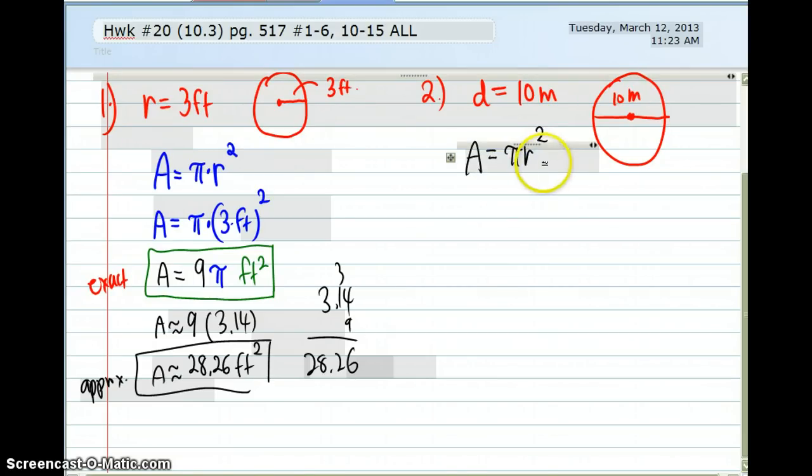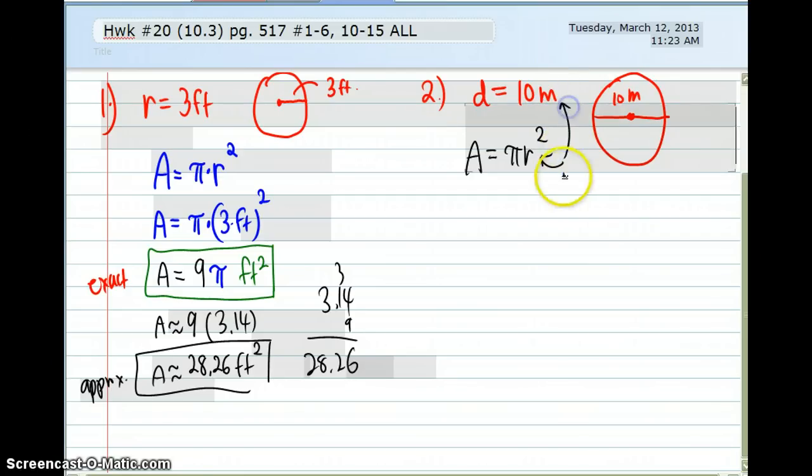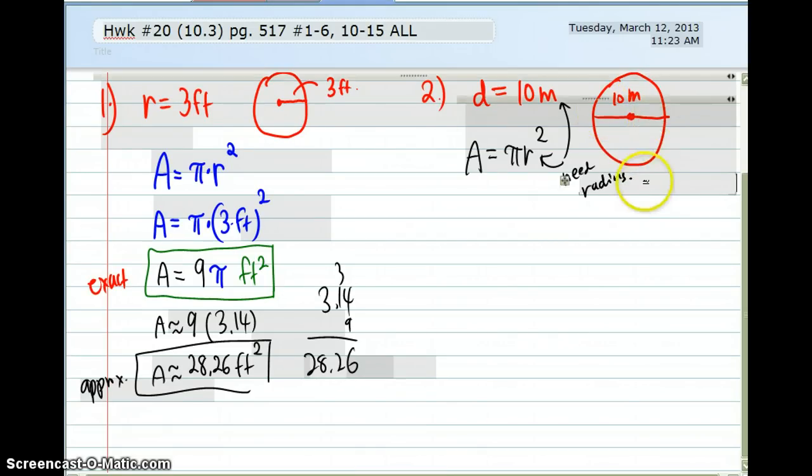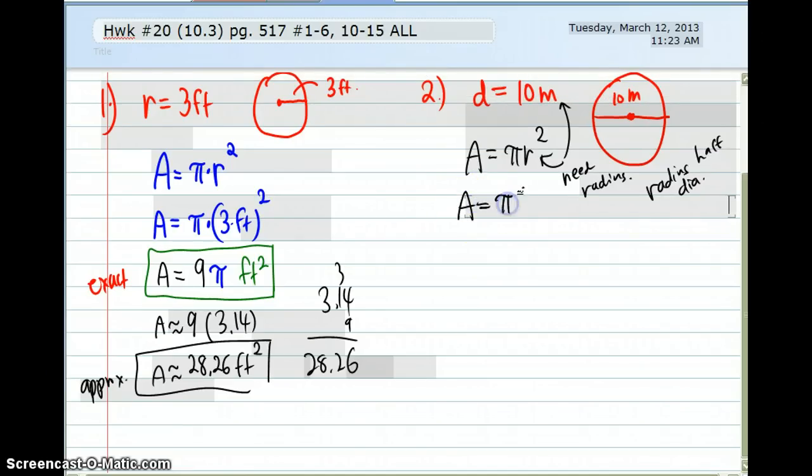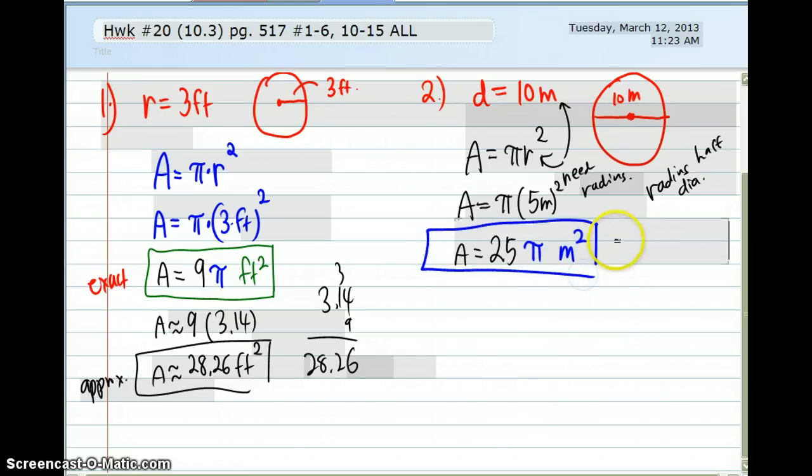Okay. Now my formula for the area is area equal to pi r squared. The formula, I need radius, but they give me the diameter. So what I know about the relationship of diameter and radius is that the radius is half the diameter. Okay, so I'm going to half 10, and that would be 5. So the area is going to be pi, and I'm going to plug in 5 meters and then square that. So if I square 5 meters, I'm then going to get that the area is equal to 25, and then I write the pi after 25. And then my exact answer would have meters squared, and there would be my exact answer for number 2.